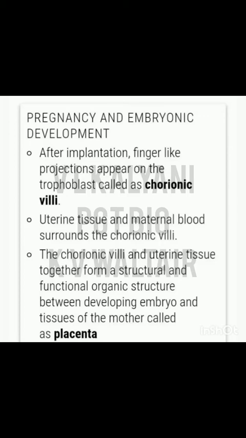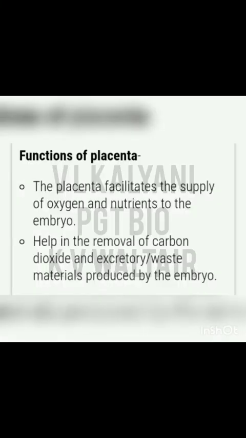So what are the tissues that contribute in the formation of the placenta? Uterine tissue and chorionic villi. This placenta is connected to the embryo through another thread-like structure, which is known as the umbilical cord. The connection between the placenta and the embryo is called the umbilical cord.